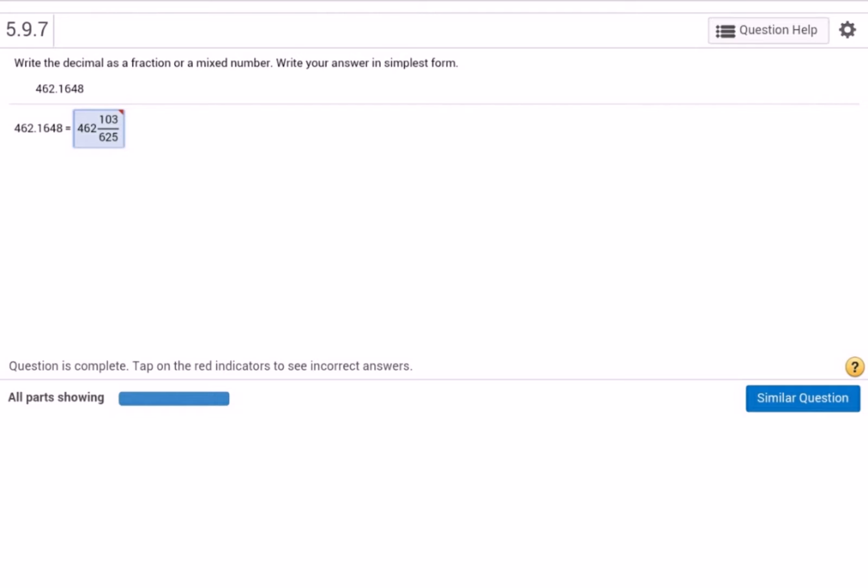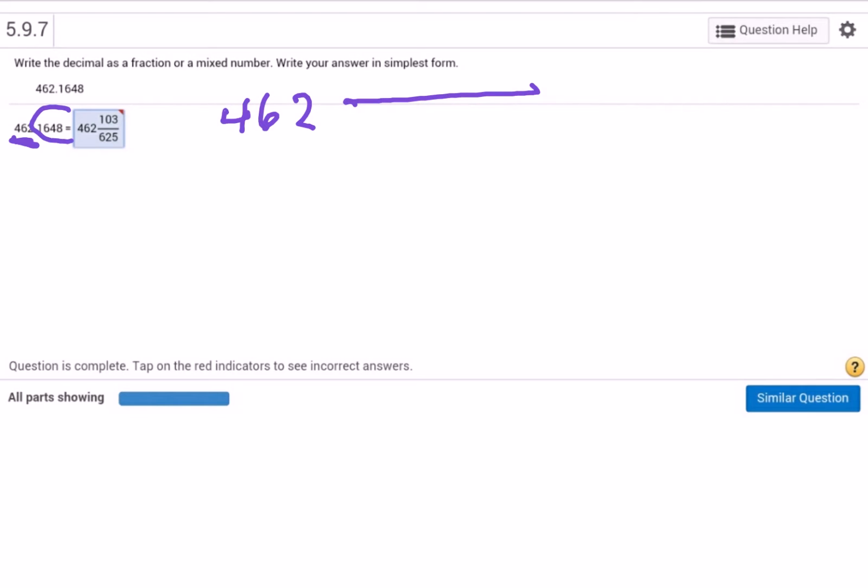We have 462.1648, or 0.1648. And we need to remember what our place values are. That's going to help us. And whatever is to the left of the decimal, that is our whole number. So we're looking at 462, and then we're going to have a fractional part to that.